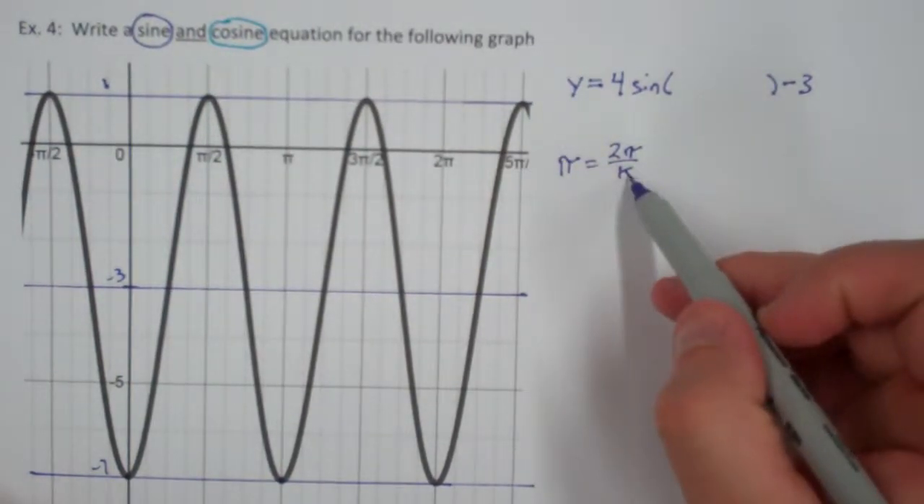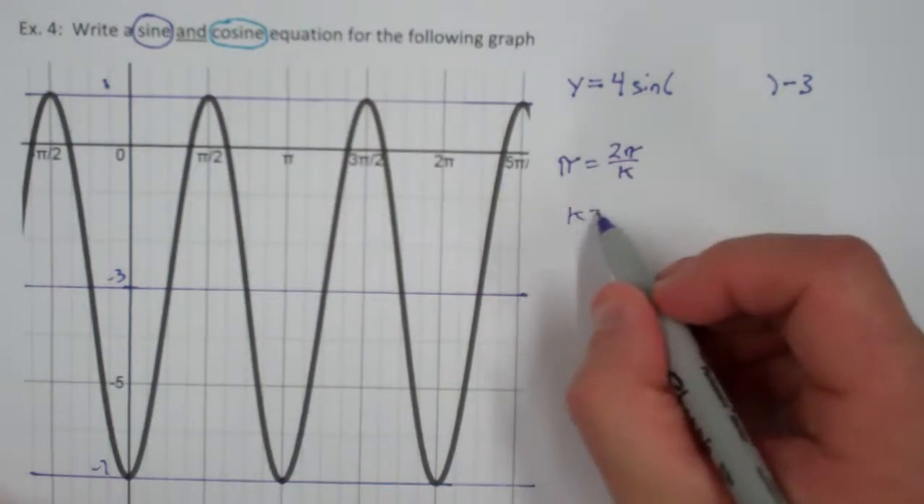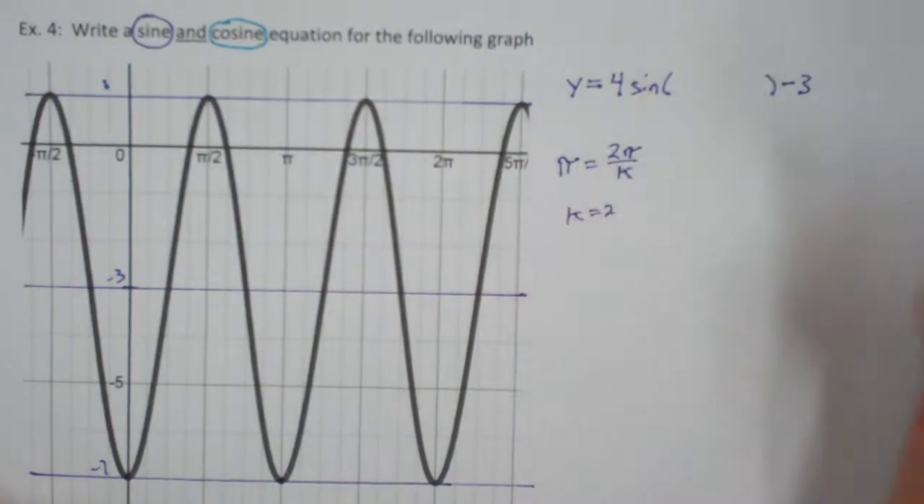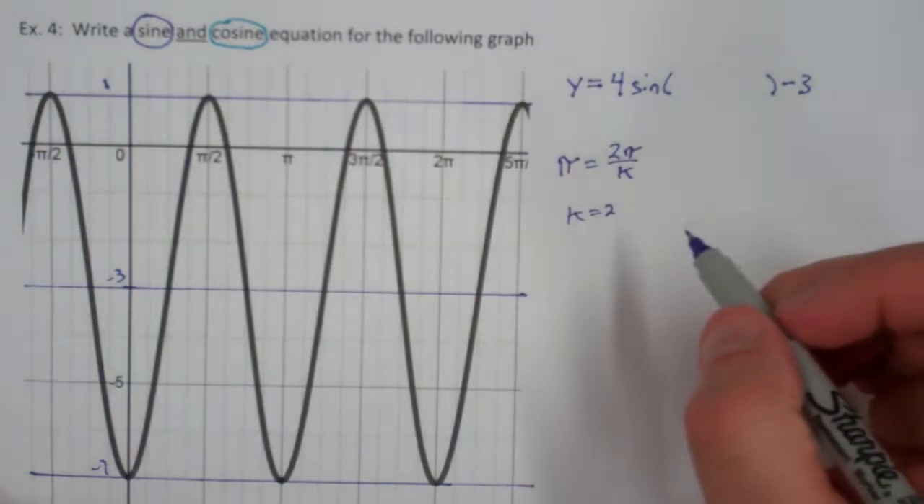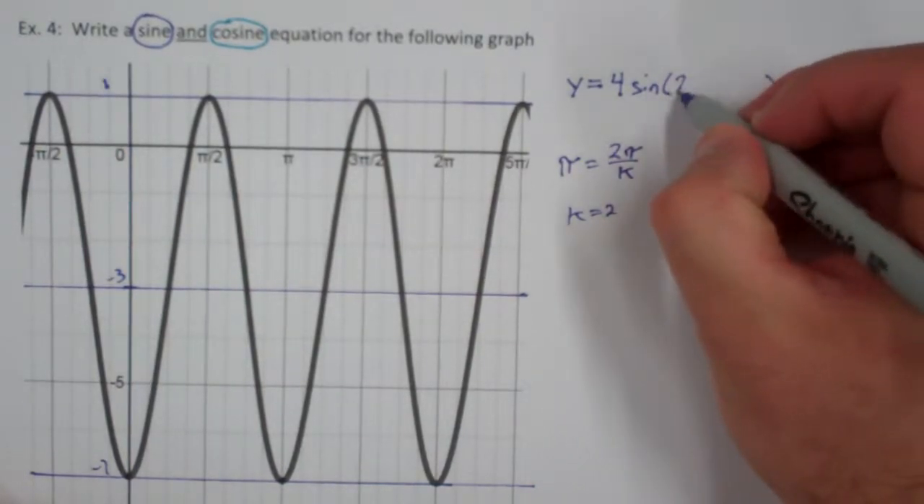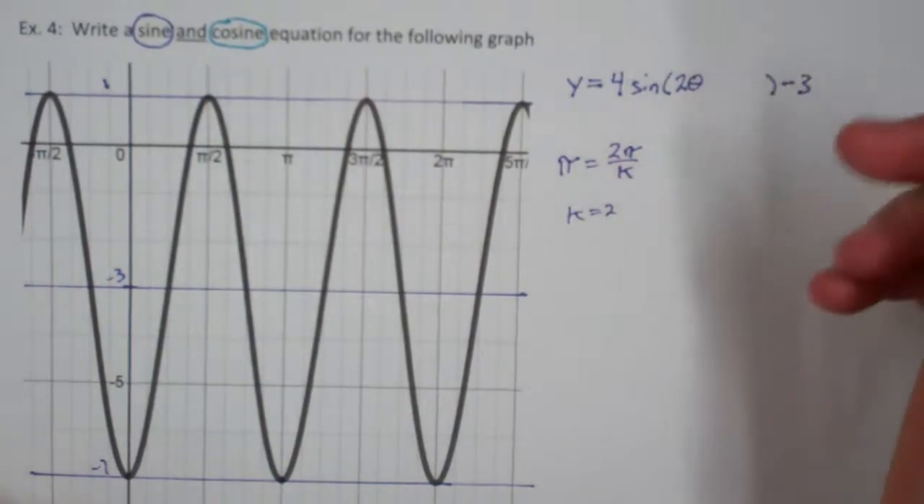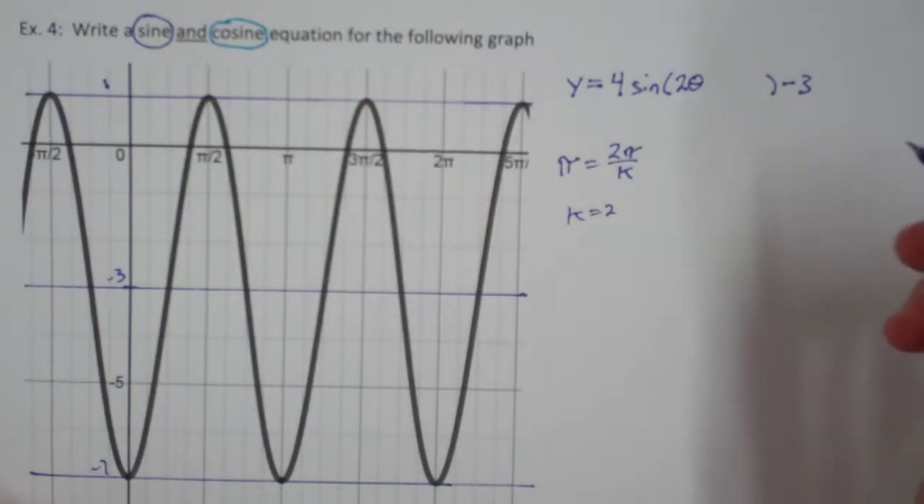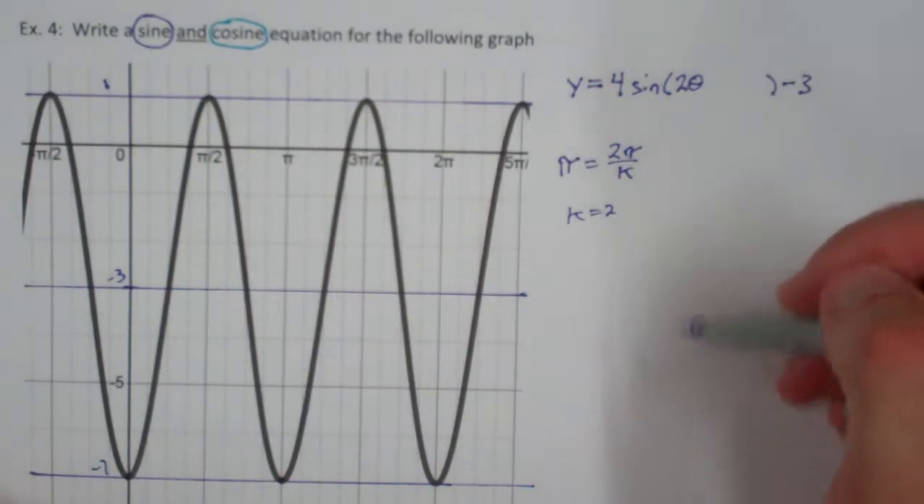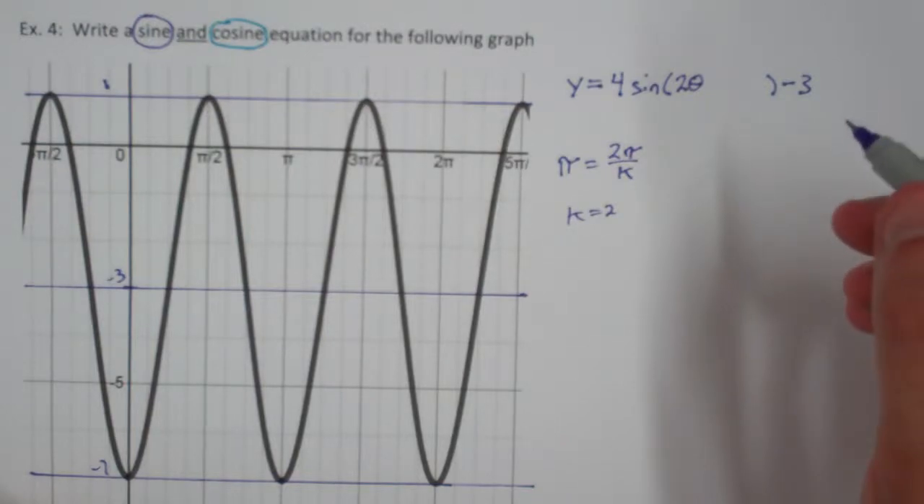Now, just looking at this, you don't really have to solve this. K is 2. 2 pi divided by 2 is pi. If you did solve it, you'd find the same thing. So it's going to be 2, and I'll do theta this time. You could put an x there if you wanted to. And that'll be the same for the cosine. So we're going to borrow a lot of stuff from the sine here.